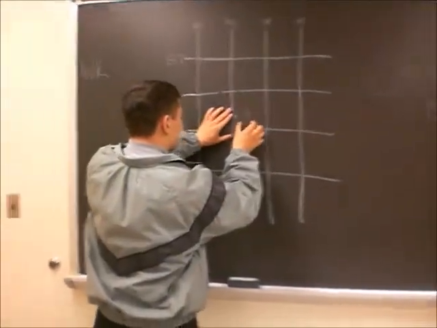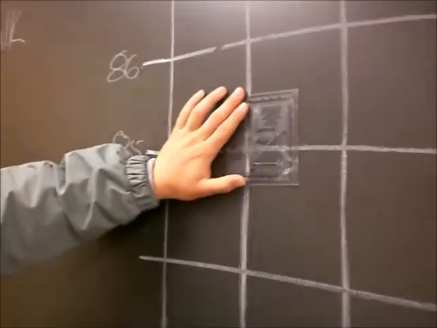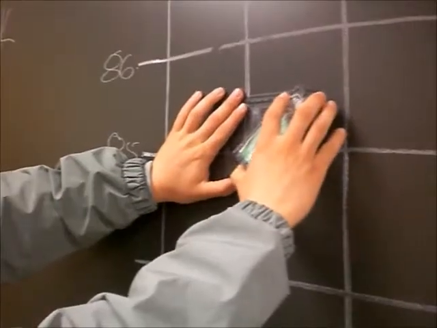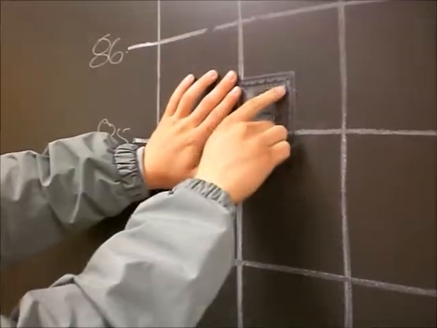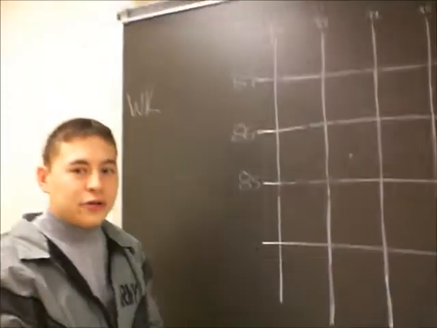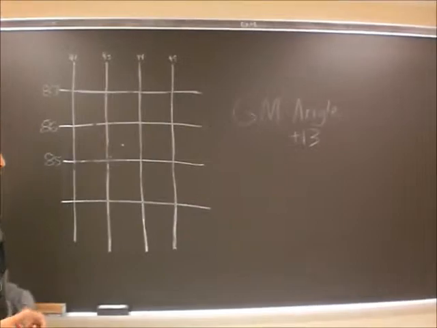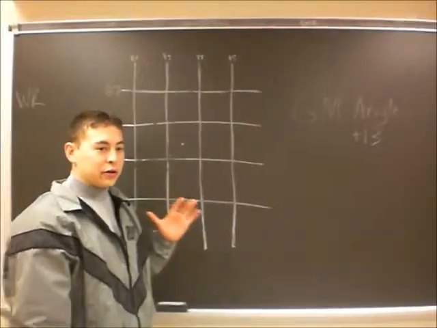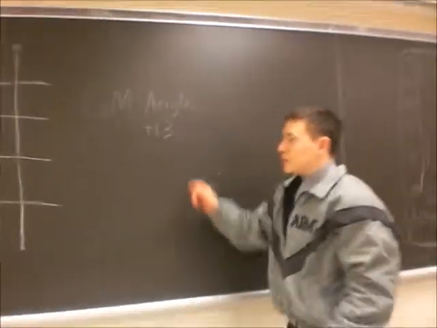You find the direction by putting one point in the center of that circle and then using a flat object to find the azimuth. Here, this correlates to 43 degrees. After you have your distance and direction, you have to take into account the GM angle, which is your grid to magnetic, how you convert your grid north to your magnetic north. Our GM angle is plus 13.